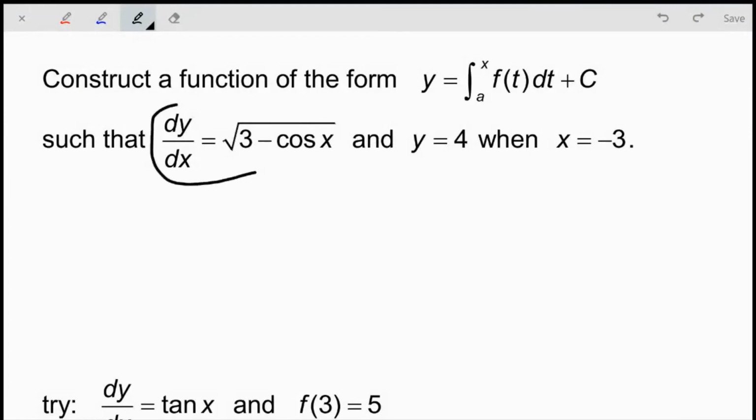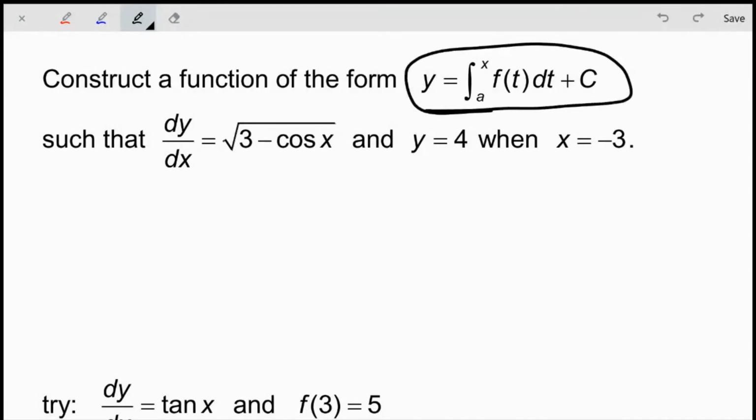So for example, here, we've got this derivative, square root of 3 minus cosine x, and we're trying to find the original function if it goes to the point (-3, 4). Well, since I can't take the antiderivative of square root of 3 minus cosine x, what we're going to do is use this form for our solution. And it's pretty simple once you wrap your head around this. I'll explain what's going on here.